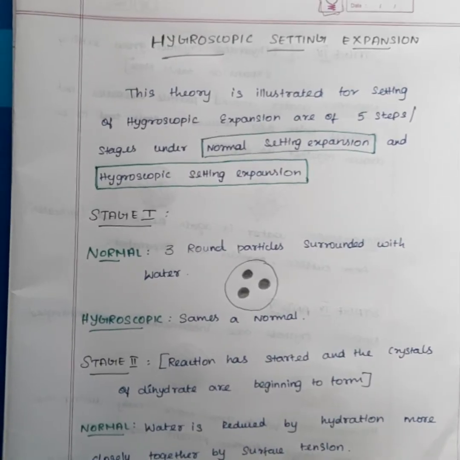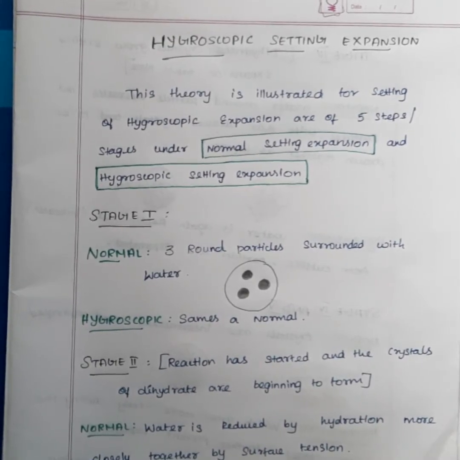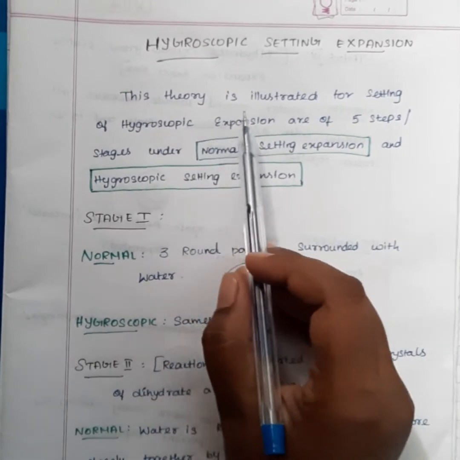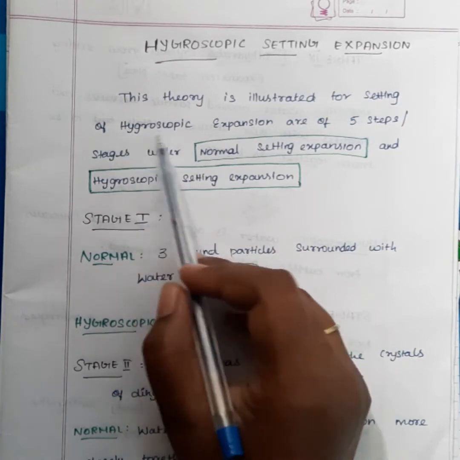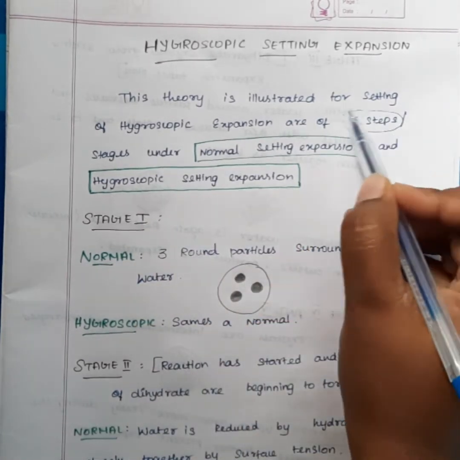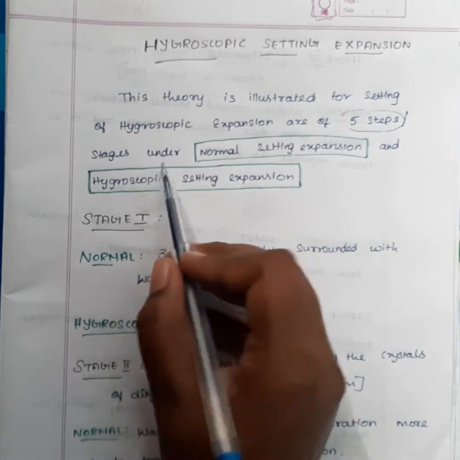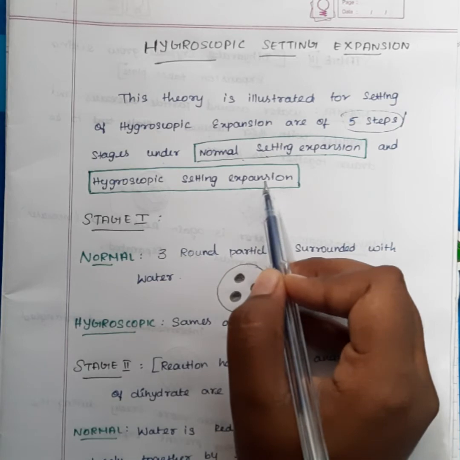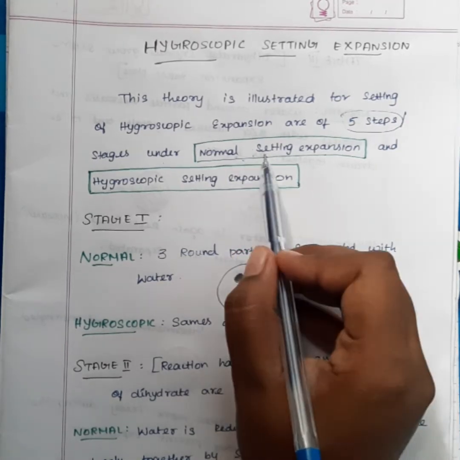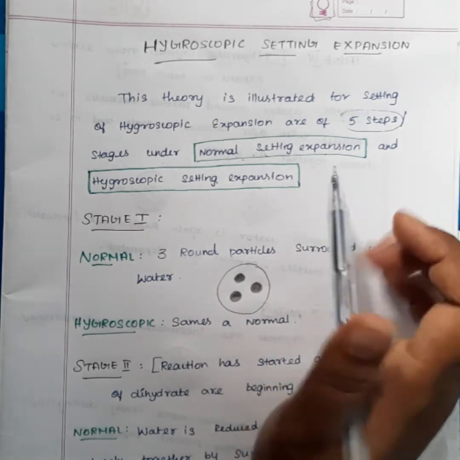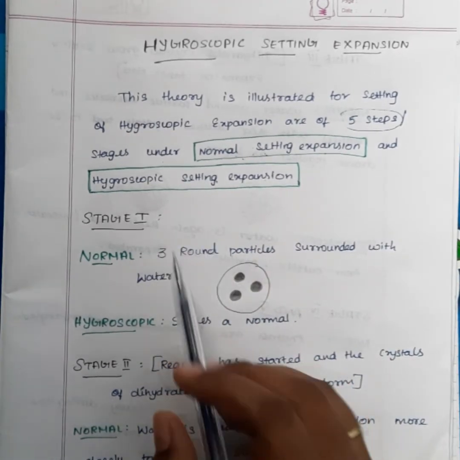Hello friends, and today's topic we are going to see about hygroscopic setting expansion. This theory is illustrated for setting of hygroscopic expansion. This consists of 5 steps, the stages under normal setting expansion and hygroscopic setting expansion. It is divided by 2, normal setting and hygroscopic setting, so these contain 5 stages. Now we are going to see about all stages.